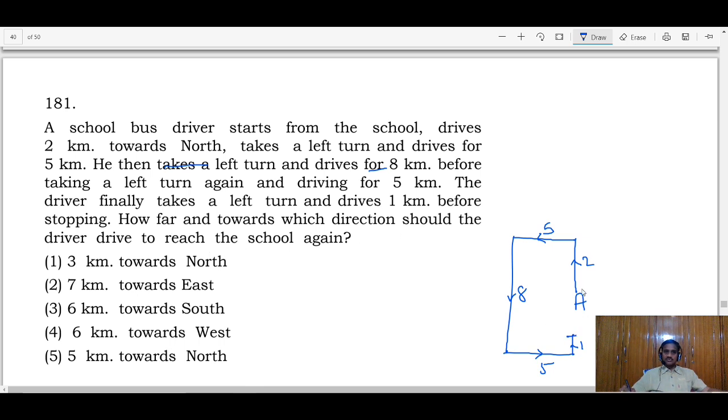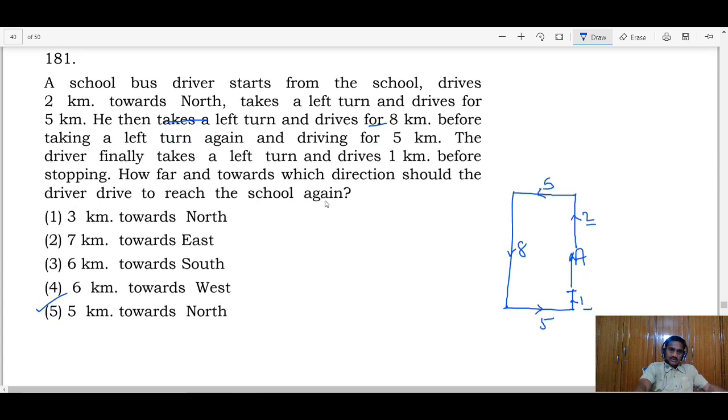Now A is the starting point, B is the final point. Total distance 8 kilometers towards south. From that, 2 and 1, 3 kilometers. Remaining 5 kilometers. Towards which direction? Towards north. Isn't it 5 kilometers towards north? That is choice 181. Then 182.